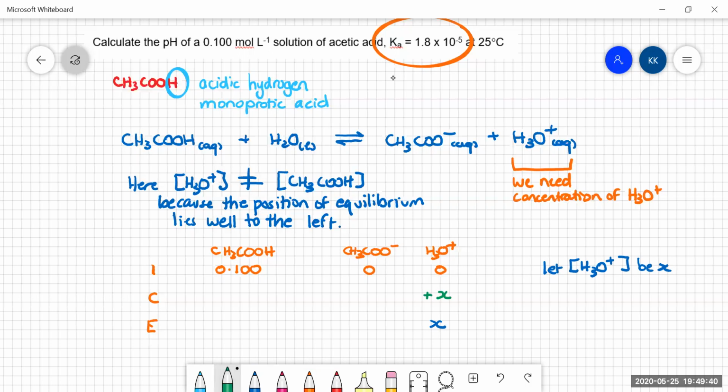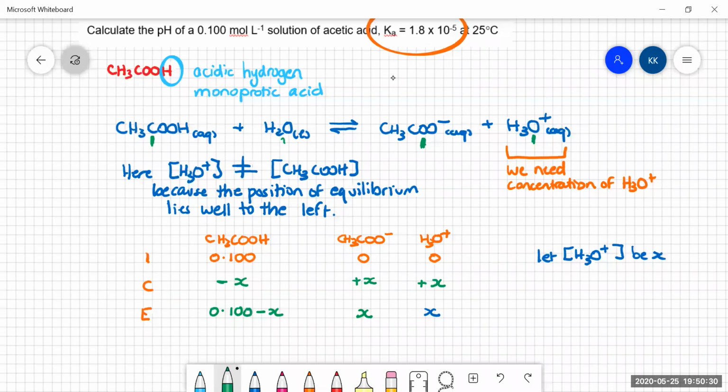Because every species in the equation has a coefficient of 1, we've got a 1-to-1 mole ratio. So if hydronium ion goes up by x, then the acetate ion must go up by x as well, and its equilibrium concentration will be x. On the other side of the equation, we also have a 1-to-1 mole ratio with acetic acid, but because it's on the other side, that's going to go down by x. So its equilibrium concentration is going to be 0.100 minus x.